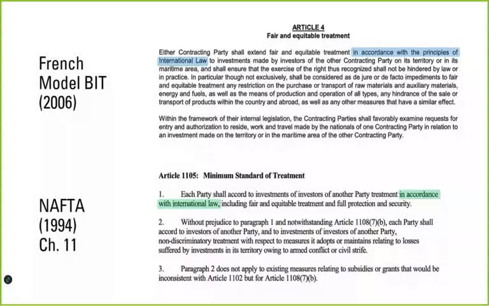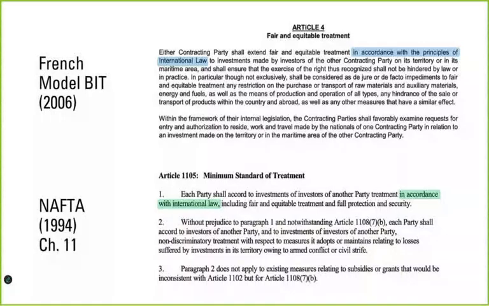Now, we're not talking about investments here, just foreigners. So this exists in customary international law, this minimum standard of treatment. Now, because foreign investors are foreigners, they are a subset of foreigners, this also applies to foreign investors. So under customary international law, there is a minimum standard of treatment that has to be recognized to all foreigners, including foreign investors.